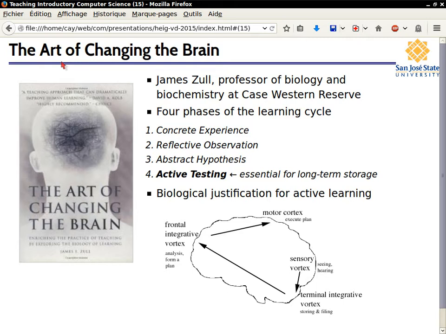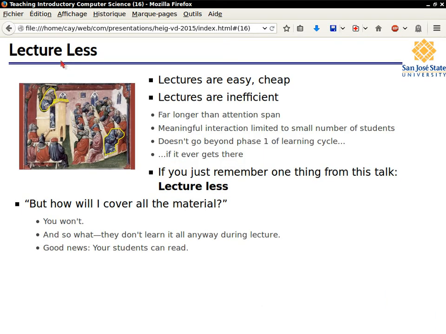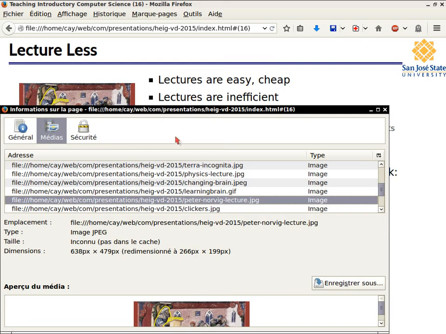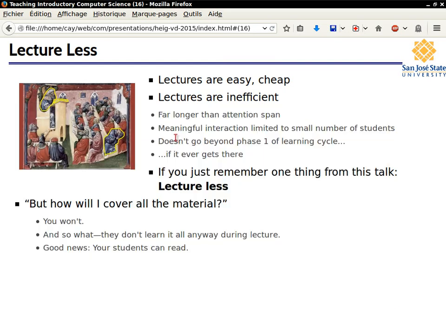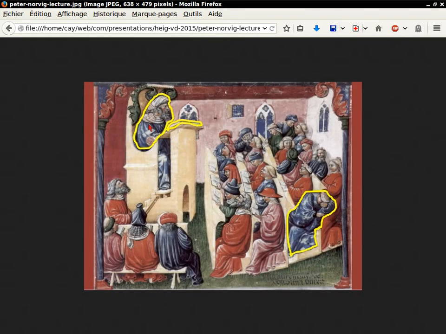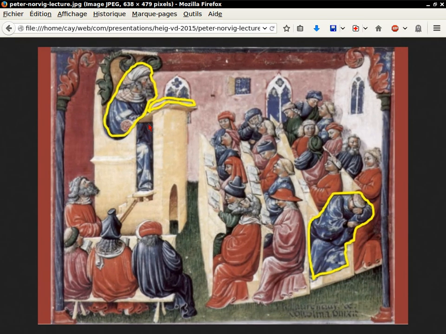It's a great book, I highly recommend it, and it really does make you think about how you want to organize your lecture. So if there's one thing that you remember from this talk, in case you need to leave right now, it is that you should lecture less.